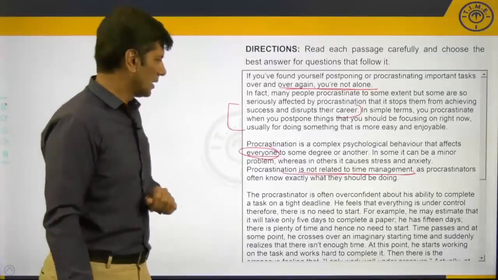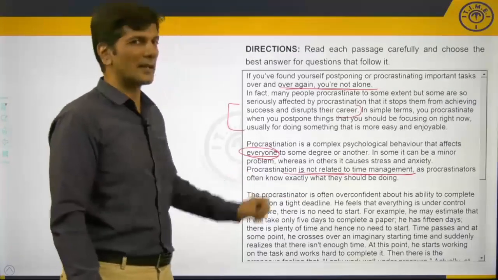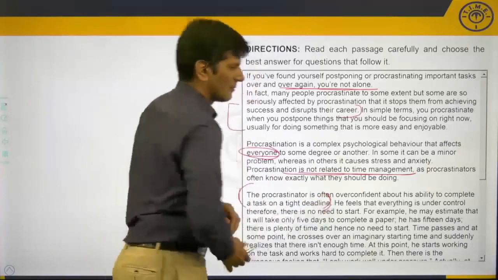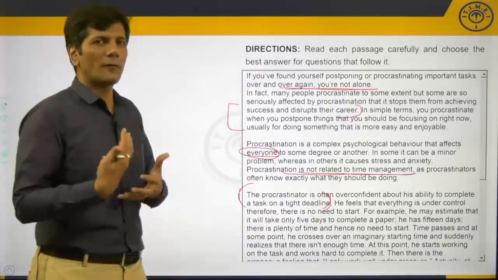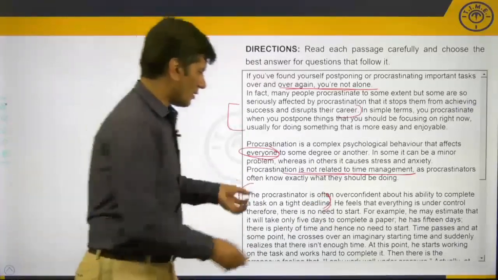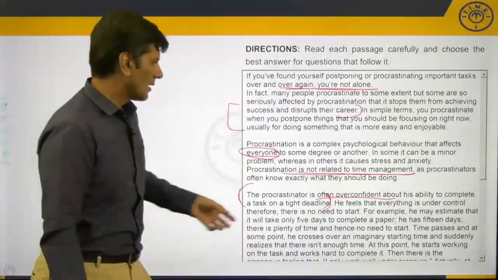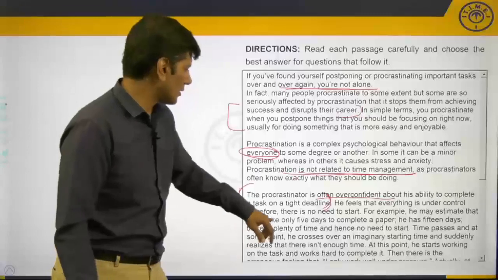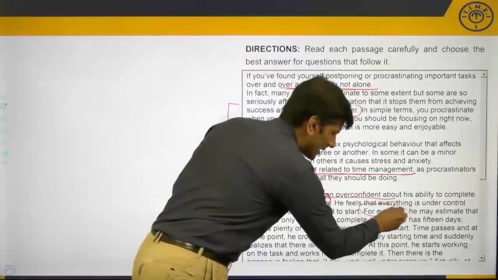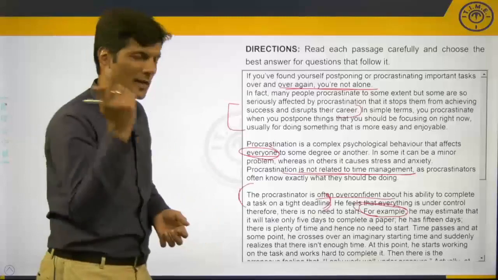The third paragraph. The procrastinator is often overconfident about his ability to complete a task on a tight deadline. So the third paragraph starts off with, what does a procrastinator think of himself or the task that he has at hand? Now, obviously, as per the author, they tend to be overconfident. He feels that everything is under control, therefore, there is no need to start. And then you have a specific detail as an example. Not much attention or time to be spent on this, but we'll just skim through it quickly.